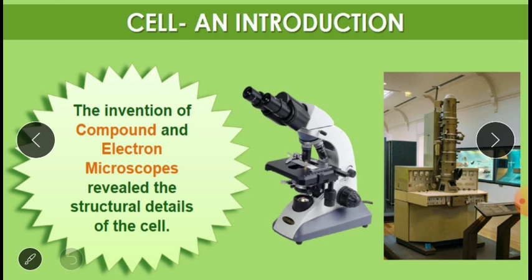Then, to study the cell, the most important thing was a microscope. Without a microscope, it is impossible to visualize a cell within a living organism because the size of the cell is very small, for which we require the microscope. The invention of the compound and electron microscopes revealed the structural details of the cell. What is there within the cell and what the different components of the cell are was discovered only after the invention of microscopes like the compound microscope and the electron microscope.